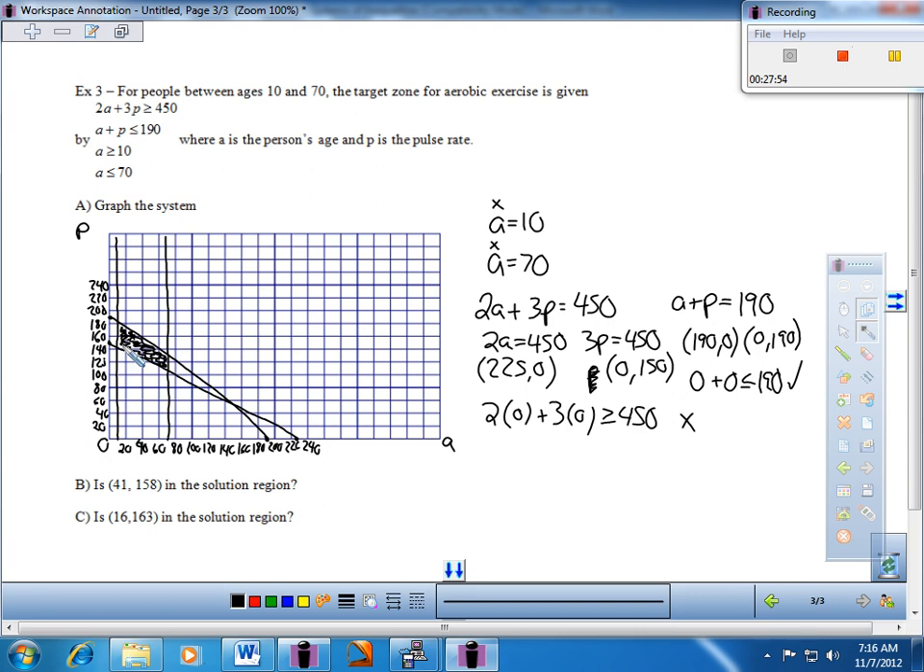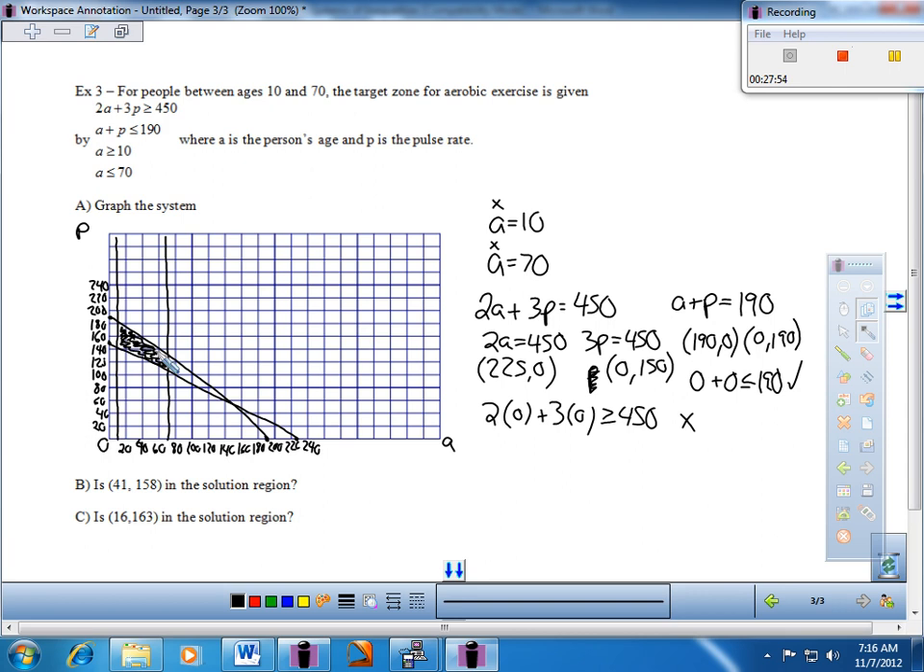And think about this. If you were to visualize target pulse rate for people between ages 10 and 70, would this be a region that you would sort of envision? I would think so. So when you're young, obviously, pulse rate can get a little higher. As you get older, obviously you don't want your pulse rate to get too high. And yeah, this looks great. It decreases over time, both the maximum and the minimum pulse rate for each age.